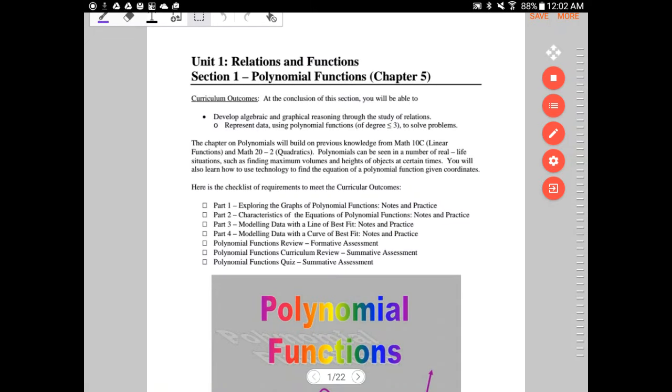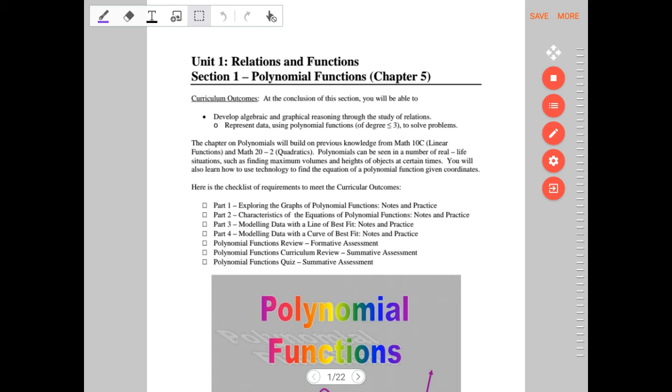This is the start of Unit 1, Relations and Functions. Section 1 is on polynomial functions, and you'll find that in Chapter 5 of your textbook. To complete this section, you will be able to develop algebraic and graphical reasoning through the study of relations by representing data using polynomial functions of degree less than or equal to 3 to solve problems.